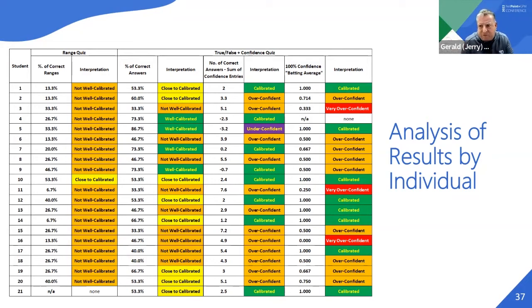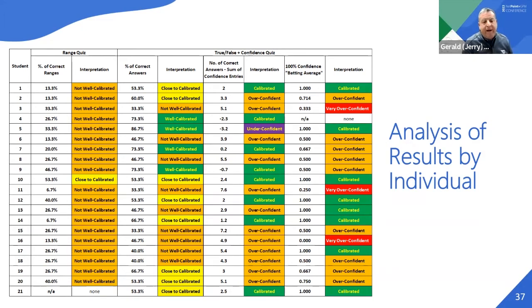The next 3 columns look at the results from quiz number 2. Similar in terms of number of correct answers, you can do this analysis on how well people are calibrated. And you can see from the results in the second colored column from the left that we've got 4 students that were well calibrated, a lot more are close to calibrated, and a lot less are not so well calibrated.